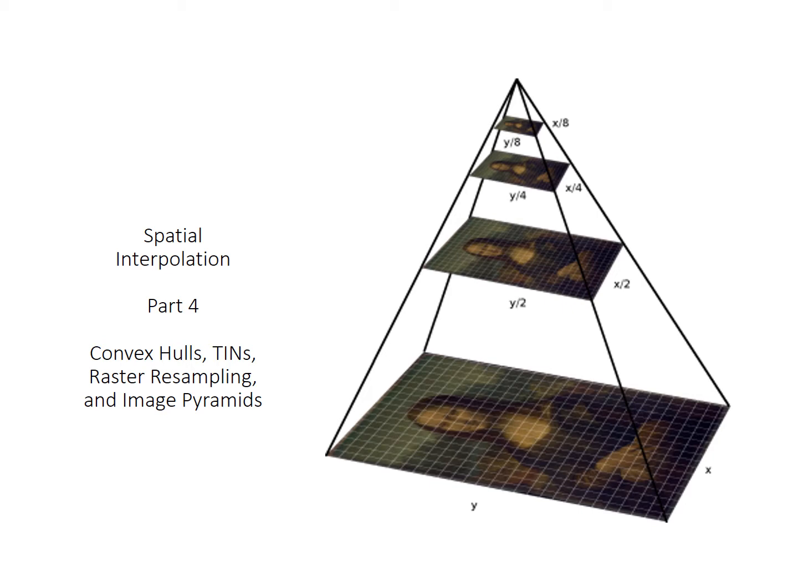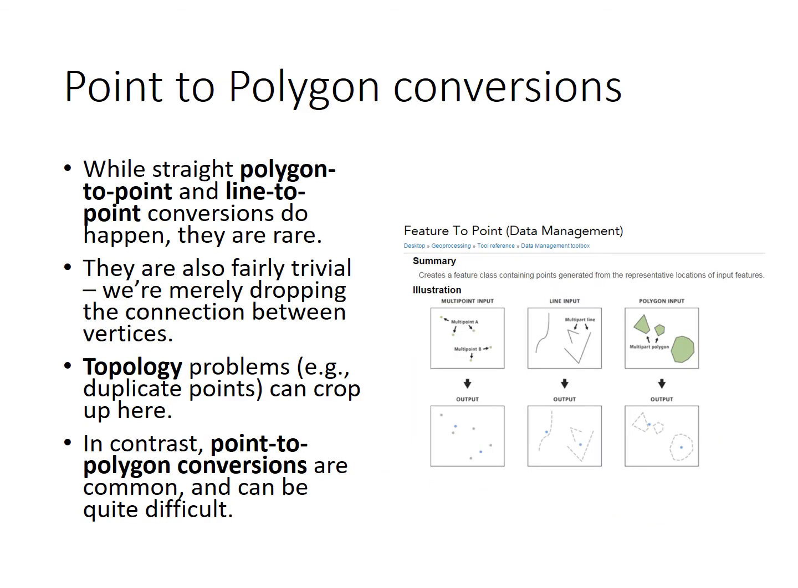This is part 4 of the series Convex Hulls, TINs, Raster Resampling, and Image Pyramids. These generally fall within the major topic of point-to-polygon conversions. So far we've talked mostly about point-to-raster conversions, but there are many cases where you might be interested in doing a point-to-polygon conversion. One of those we actually talked about in the last lecture, so that's the construction of Voronoi or Thiessen polygons. But we're going to be looking at a couple of different examples of this in this lecture.